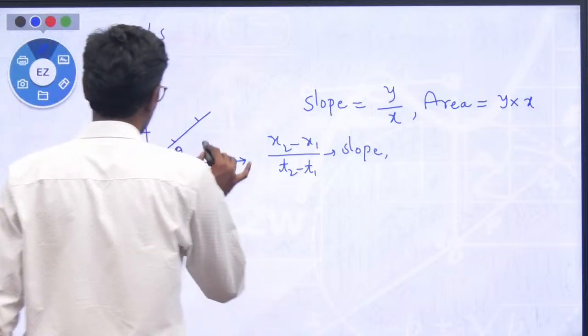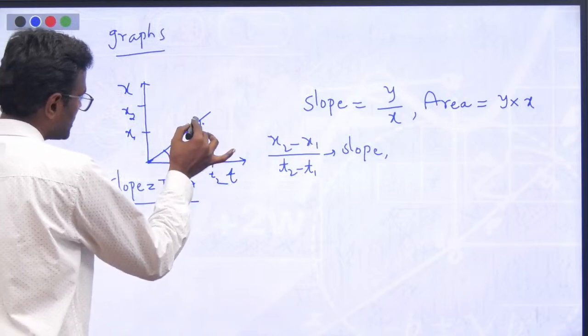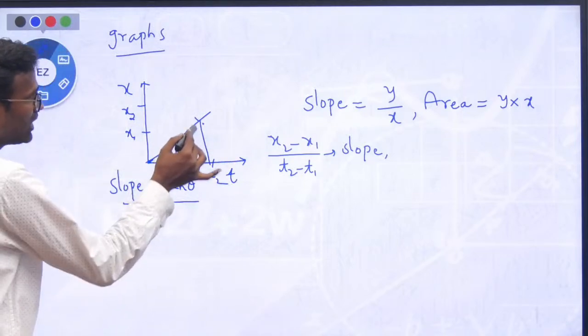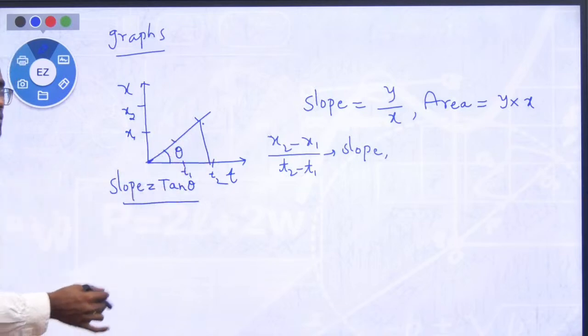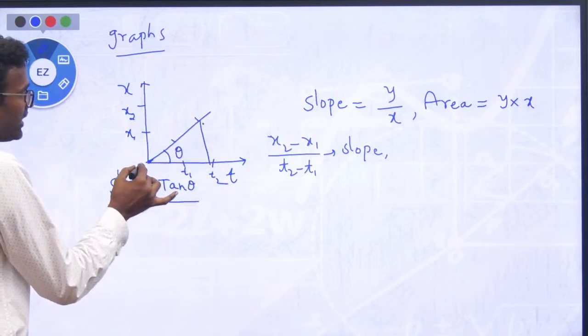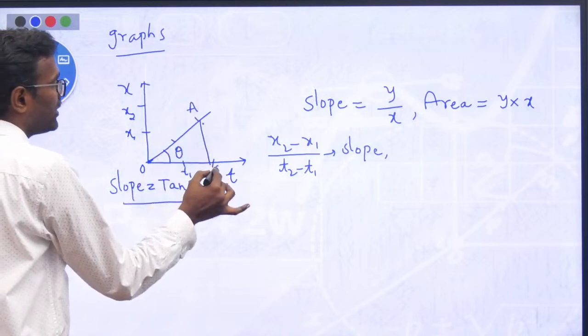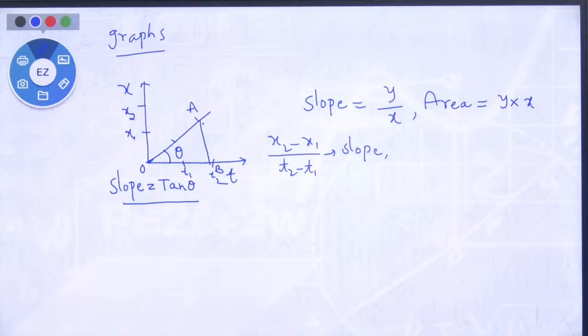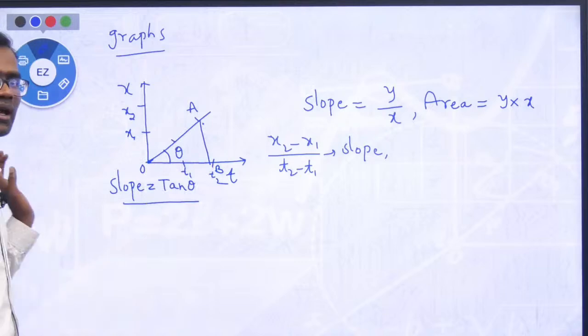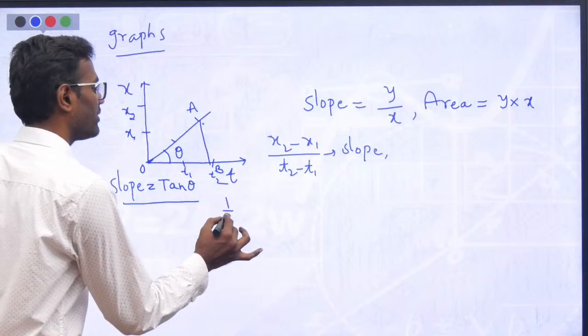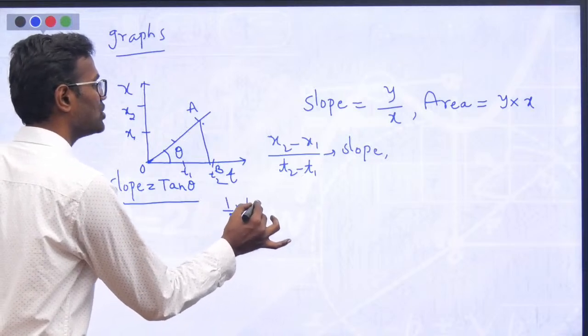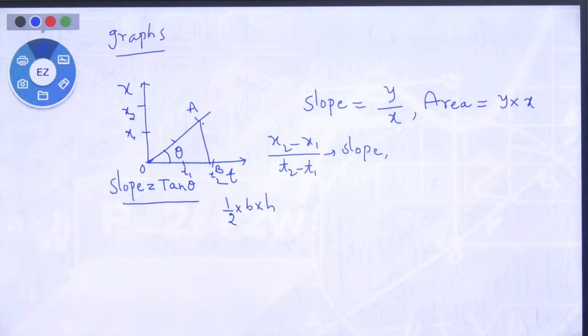Area under the graph. So this is the area, which forms one regular shape. What is the regular shape? This is one triangle, let me write OAB. So a triangle is formed. So how to find the area of the triangle? We have the formula: half into base into height. This is the formula for the area of a triangle.